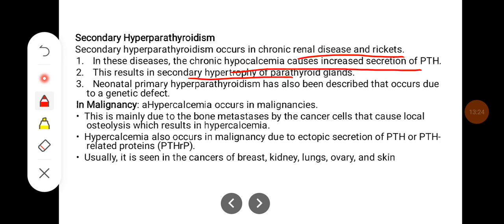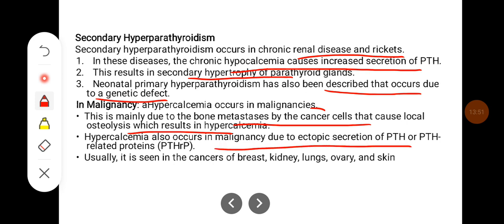Neonatal primary hyperparathyroidism has also been described, which occurs due to a genetic defect. Hypercalcemia occurs in malignancies. This is mainly due to bone metastasis by cancer cells that causes local osteolysis, which results in hypercalcemia. Hypercalcemia also occurs in malignancy due to the ectopic secretion of parathormone or PTH-related proteins. Usually it is seen in cancers of the breast, kidney, lungs, ovary, and skin.